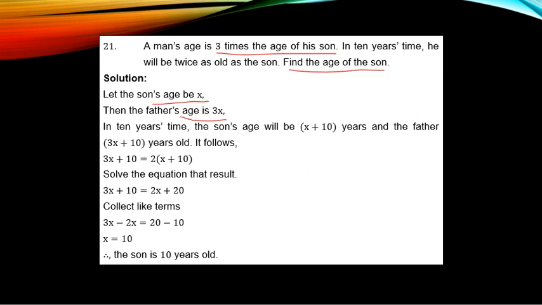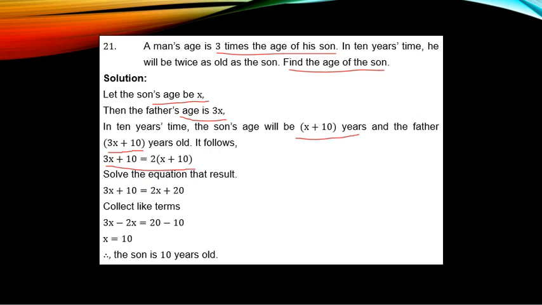Now, if somebody is s years old by 2022, it means in 10 years time, the person will be s plus 10. Get it? So in 10 years time, the son's age will be s plus 10 years and the father's will be 3s plus 10. The question says in 10 years time, the father will be twice as old as the son. So the age of the father is equal to 2 times the age of the son in 10 years time. And that is what gave birth to this statement.